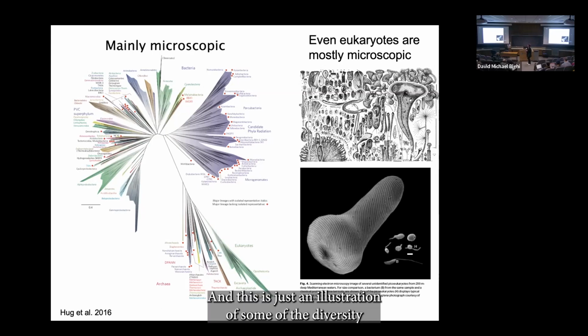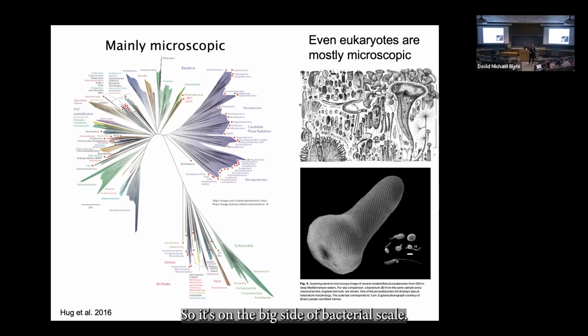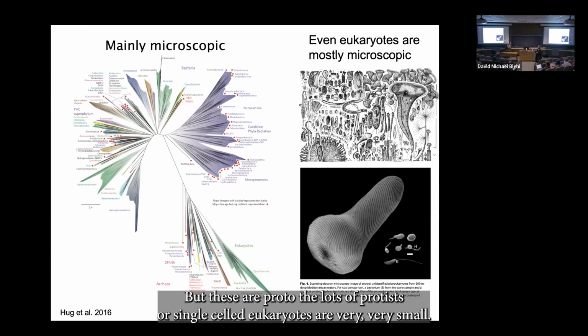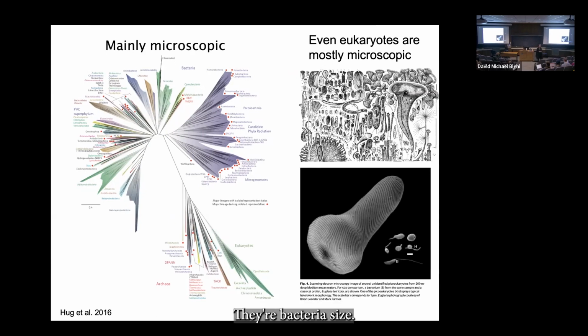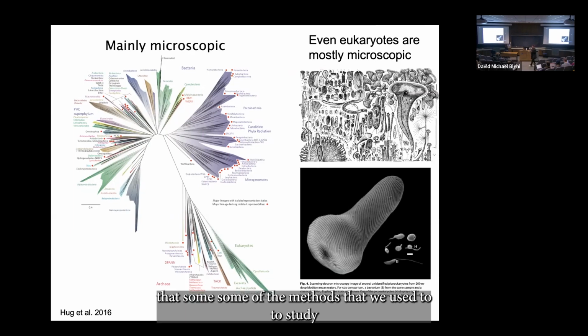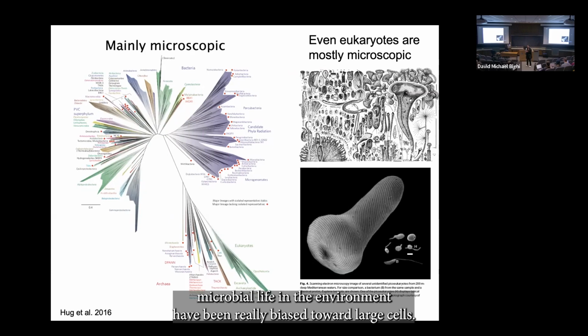And this is just an illustration of some of the diversity of prokaryotic or eukaryotic life. This is an image showing you a giant bacterium. I'll admit it's a very big one, on the big side of bacterial scale. But these are protists. Lots of protists, or single-celled eukaryotes, are very, very small, bacteria size. We're finding now that some of the methods that we use to study microbial life in the environment have been really biased toward large cells.